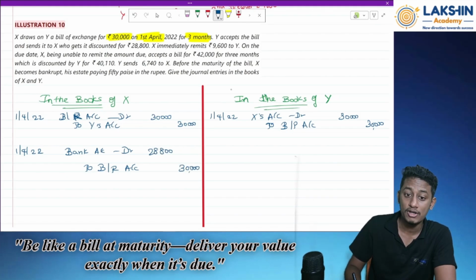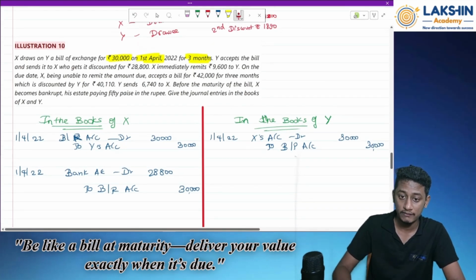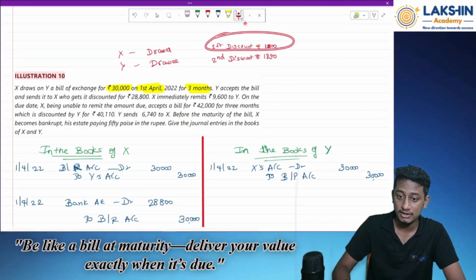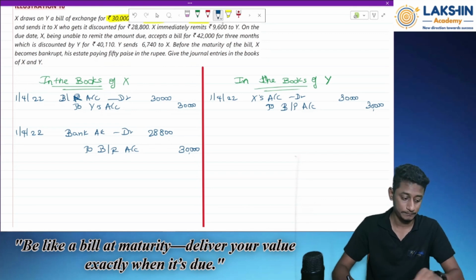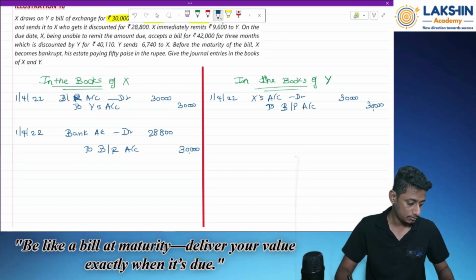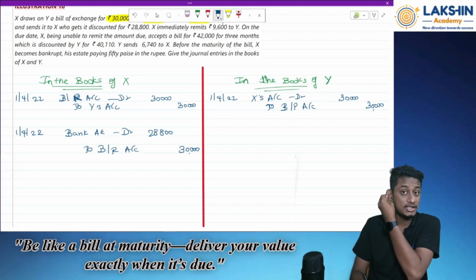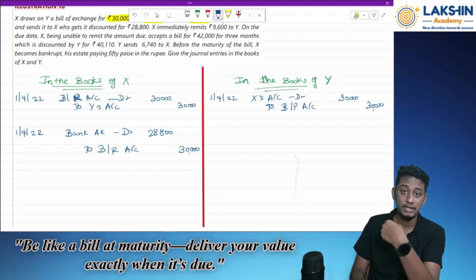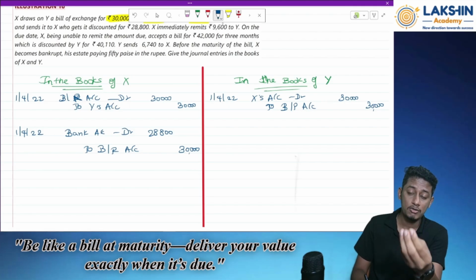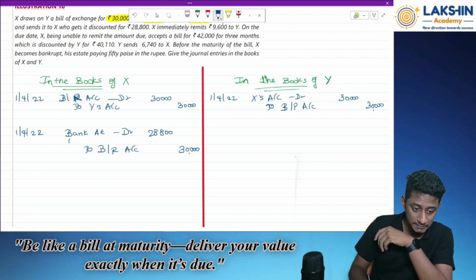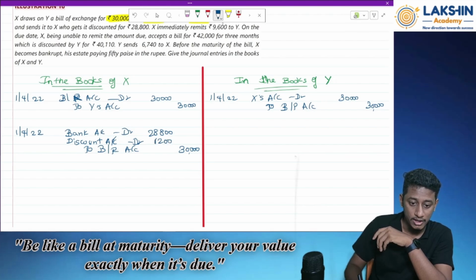So now the difference amount is what? We had discussed before, right? It is the discount of rupees 1,200. The discount was charged by the bank to Mr. X. So this is an expense to Mr. X. So when the expense increases, we will debit it. Discount account debited by rupees 1,200.